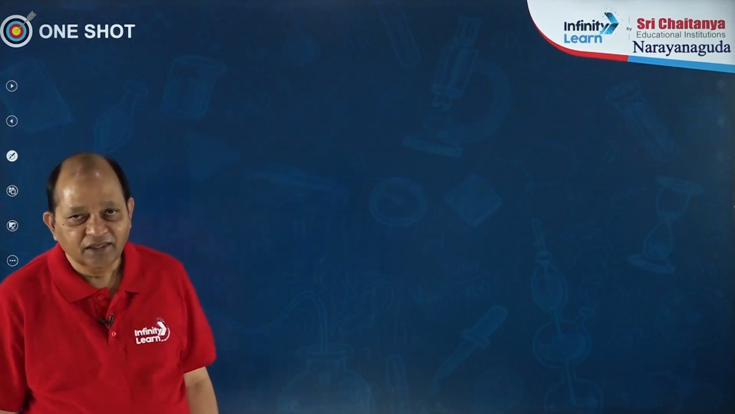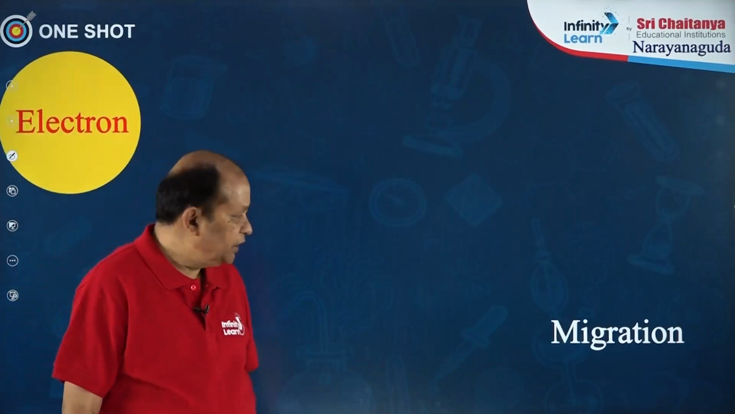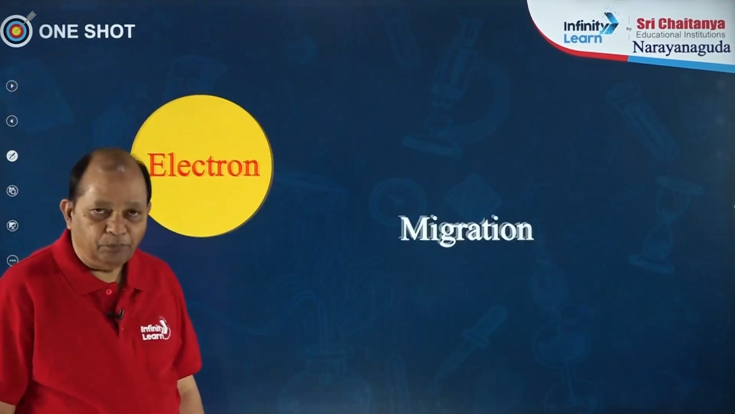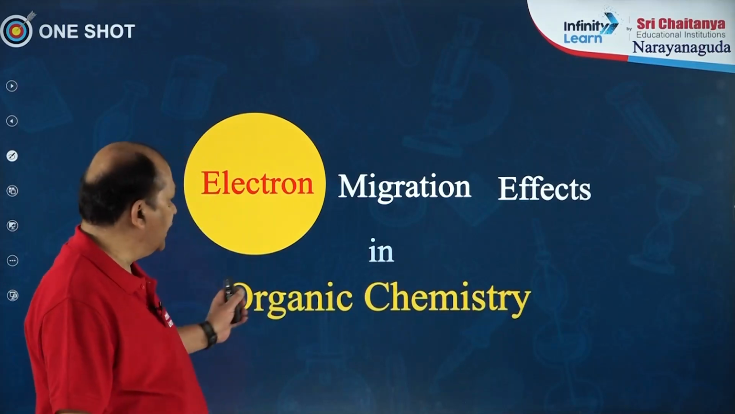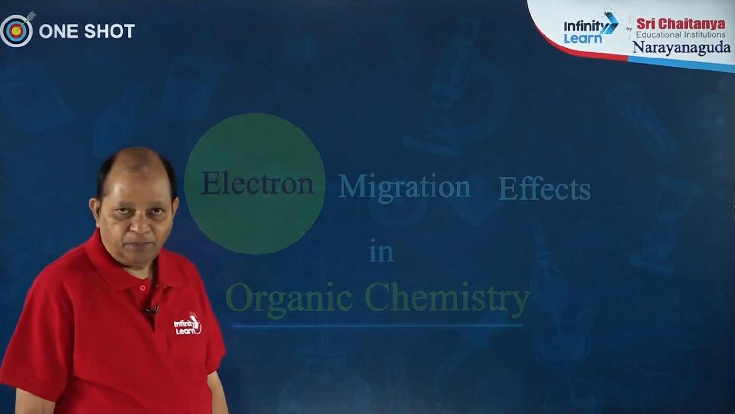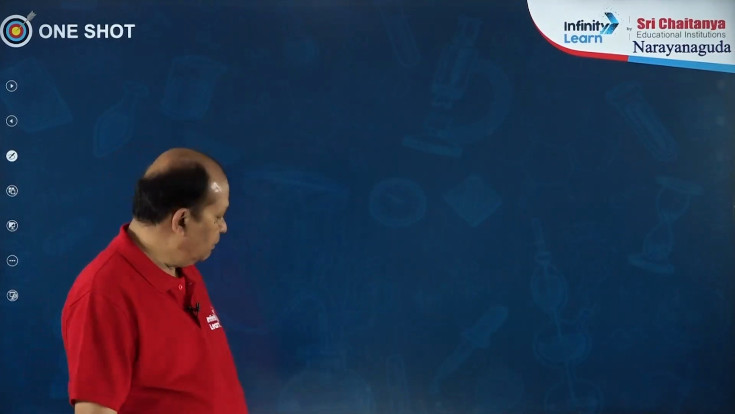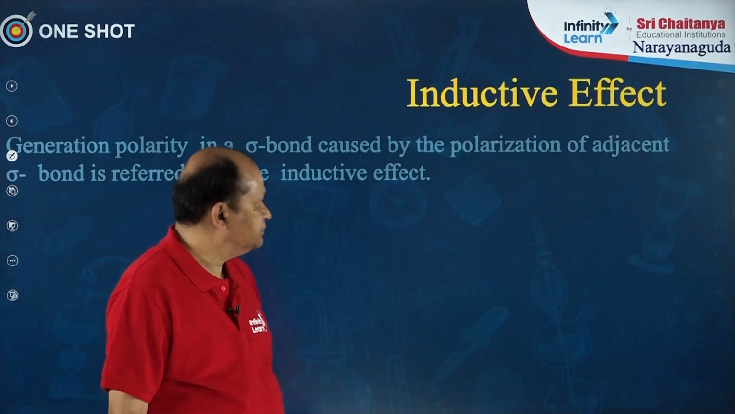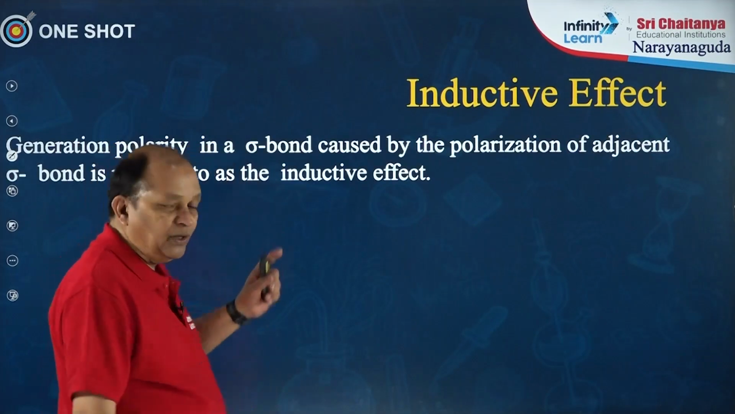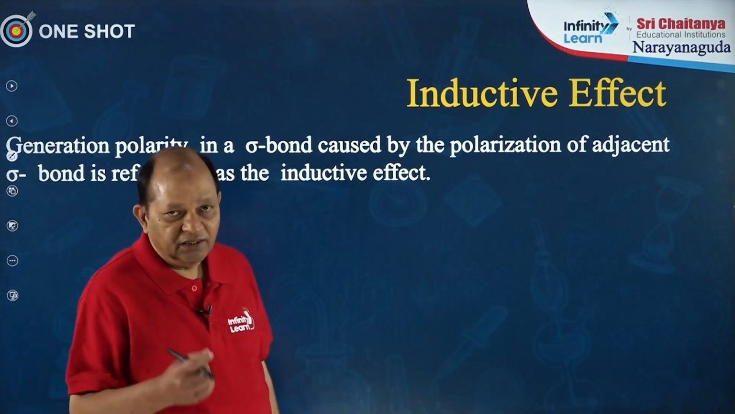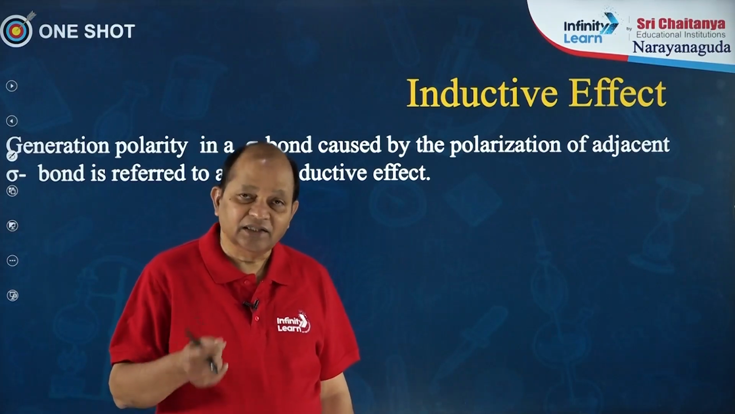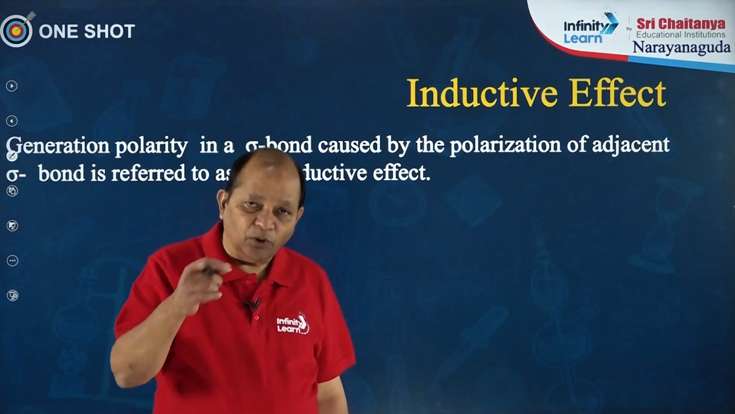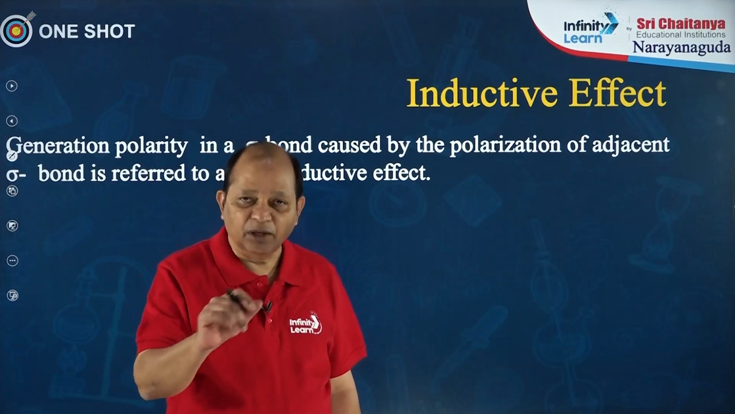Hi students, now I am going to explain to you one of the important topics in organic chemistry, that is electron migration effects. The first one is the inductive effect. What is the inductive effect? It is the generation of polarity in a sigma bond that is caused by the polarization of an adjacent sigma bond.